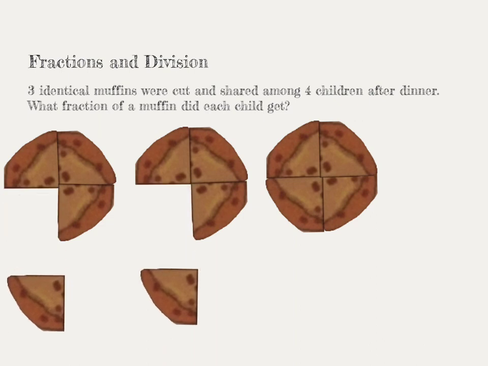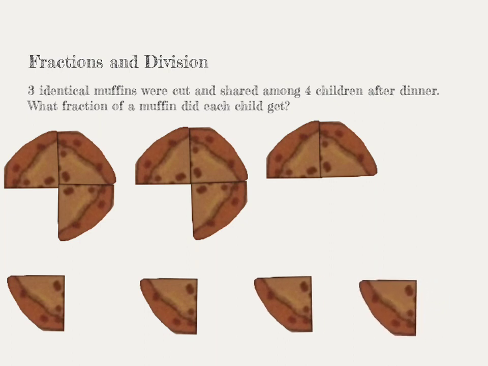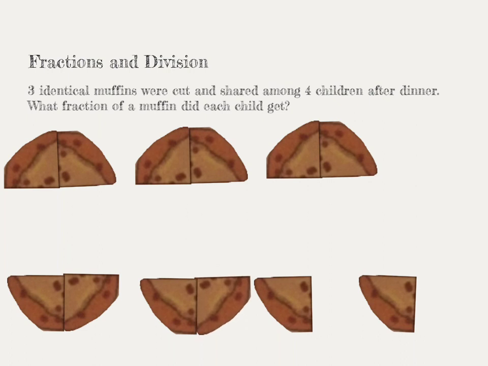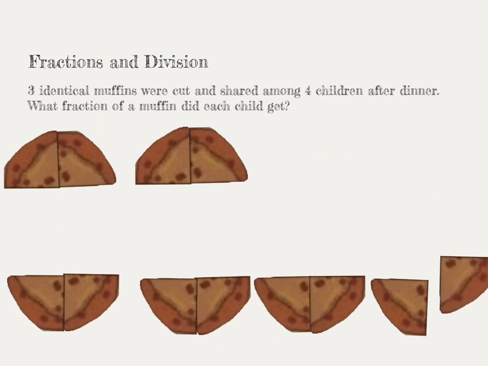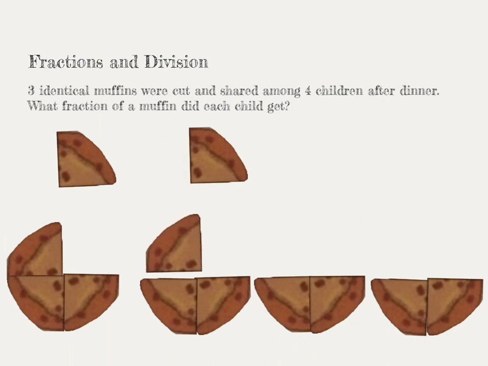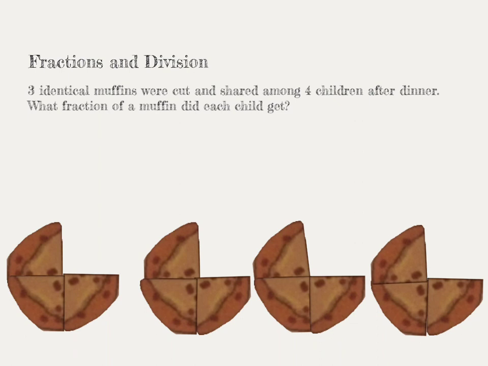Let's share them into 4 groups. Group 1, group 2, group 3, group 4. So each group is the same. We know that each part is 1/4. How many quarters does each person have? They have 3. So each person gets 3/4 of a muffin.